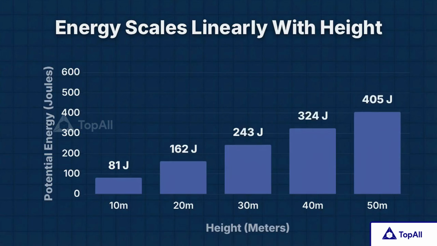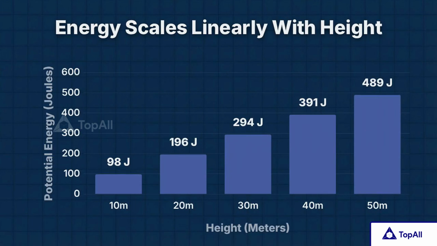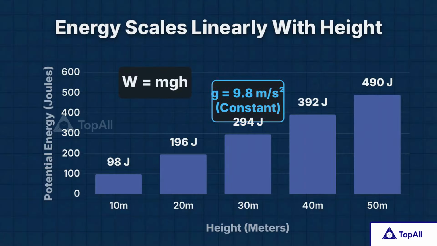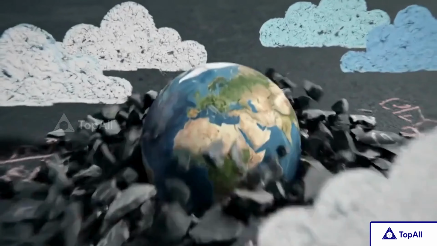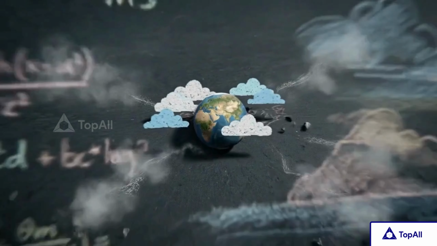We calculate surface work by multiplying mass, the acceleration of gravity, and height. W equals mgh. But this math assumes the variable g stays locked at 9.8 meters per second squared, regardless of height. If we zoom out past the atmosphere into the cosmos, that assumption fails.